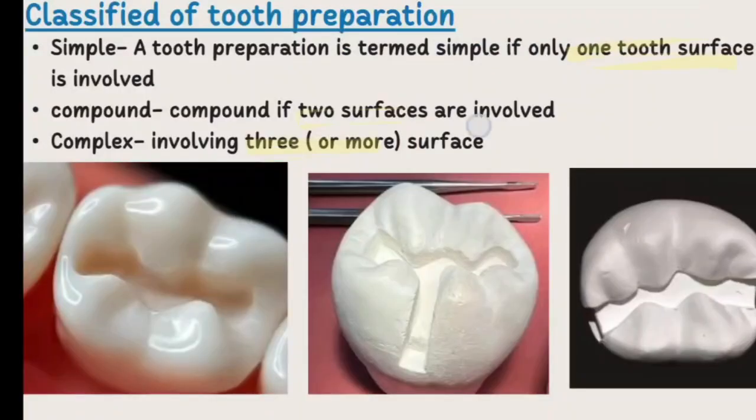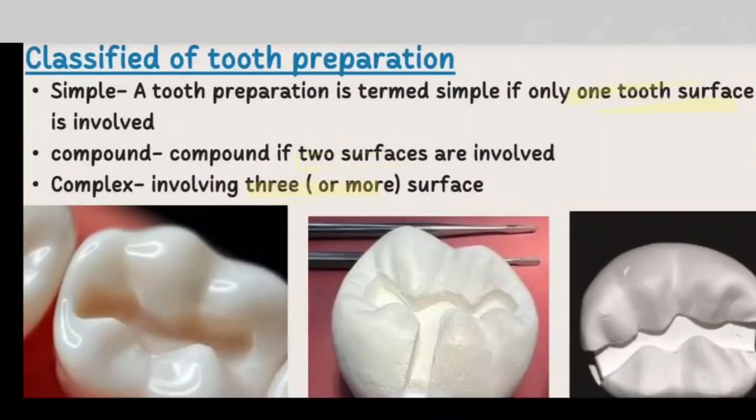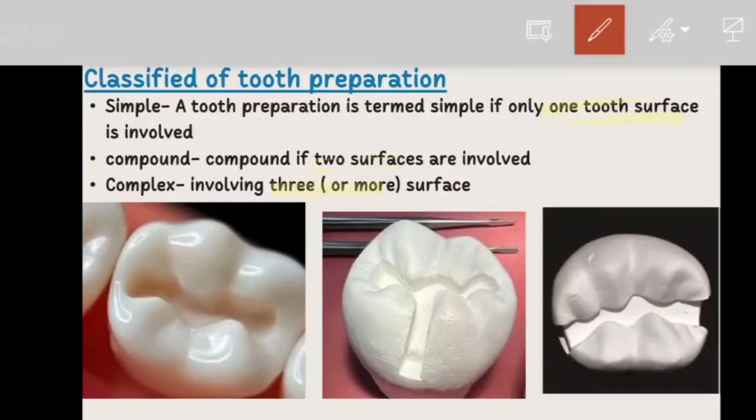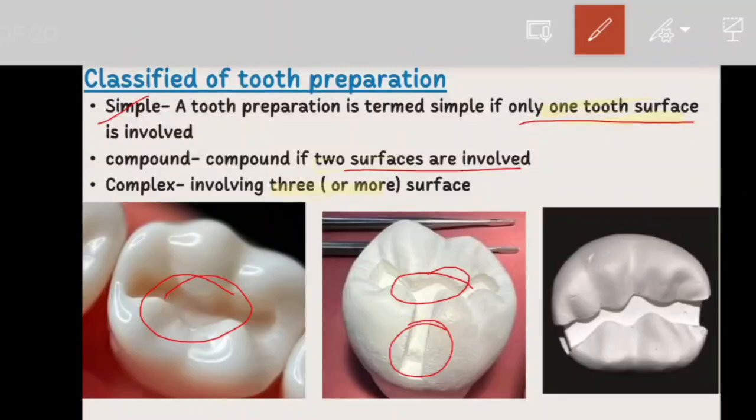So, classification of the tooth preparation. Based on number of surfaces involved, it is divided into three: simple, compound and complex. Simple is where only one surface is involved. The second one is compound, where two surfaces are involved. Complex is where three or more surfaces are involved, occlusal surface and either mesial or distal. So three surfaces are involved.